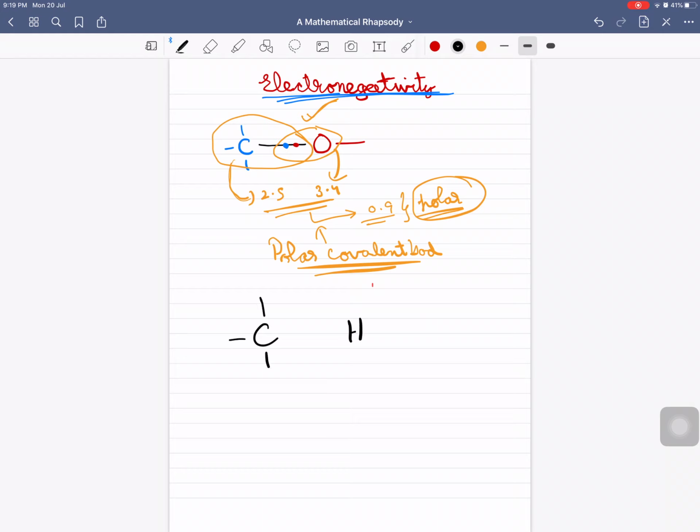These are the bonds of carbon, and there is only one bond for hydrogen, since it can give away only one electron, right? So let's say this is the electron from hydrogen and this is the electron from carbon.